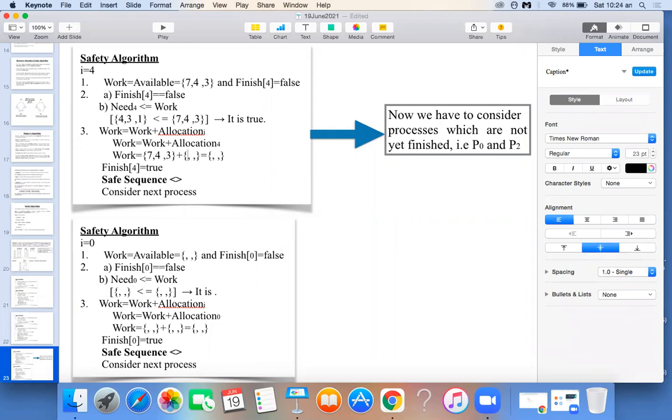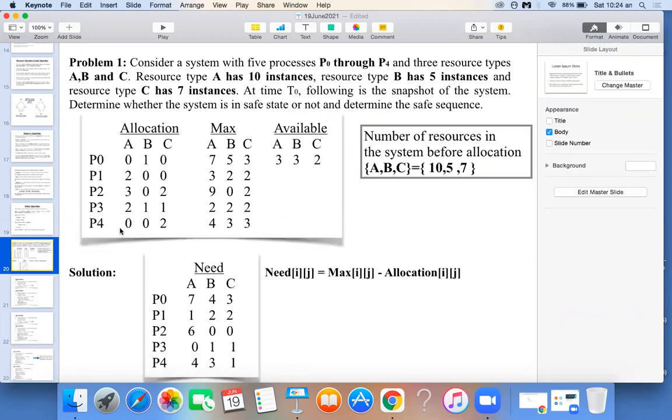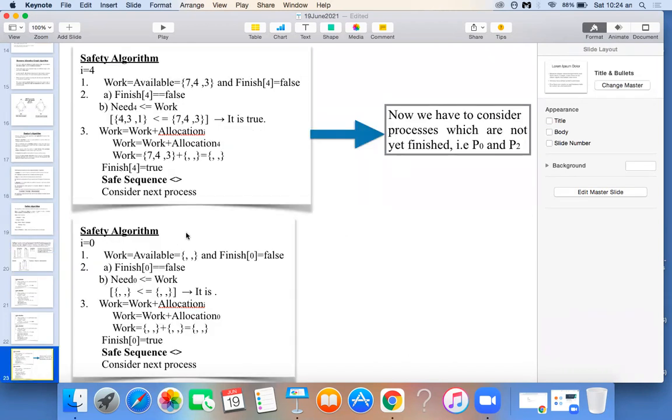So what is your allocation value? Go to your problem. Allocation of 4. 0, 0, 2. Correct. So write that one here.